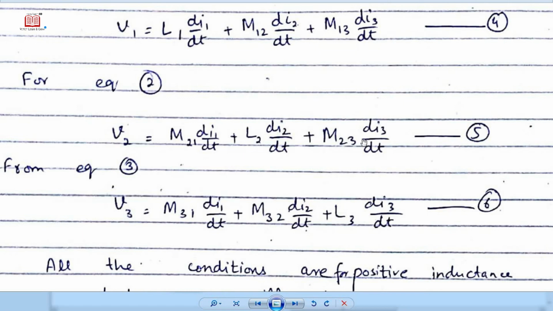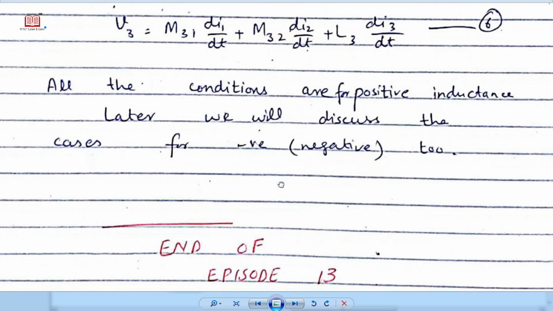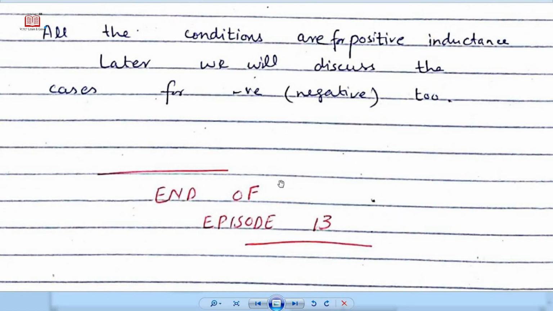All the conditions that we discussed in today's episode are for inductive systems, and later on in chapters number 2 and 3 we will discuss more complicated and more practical cases. Then we will also consider the negative effects and negative cases too. So this is finally the end of episode number 13. We will continue the discussion next time, and in episode 14 we will discuss the next process.